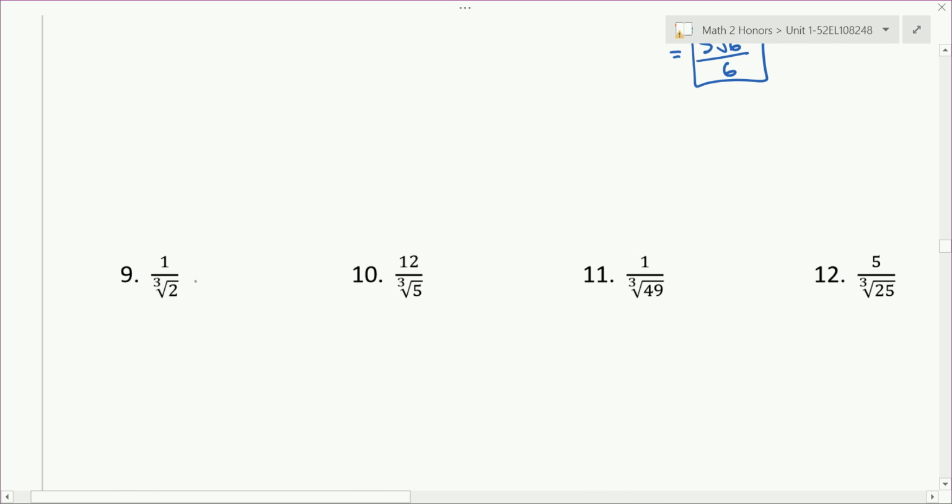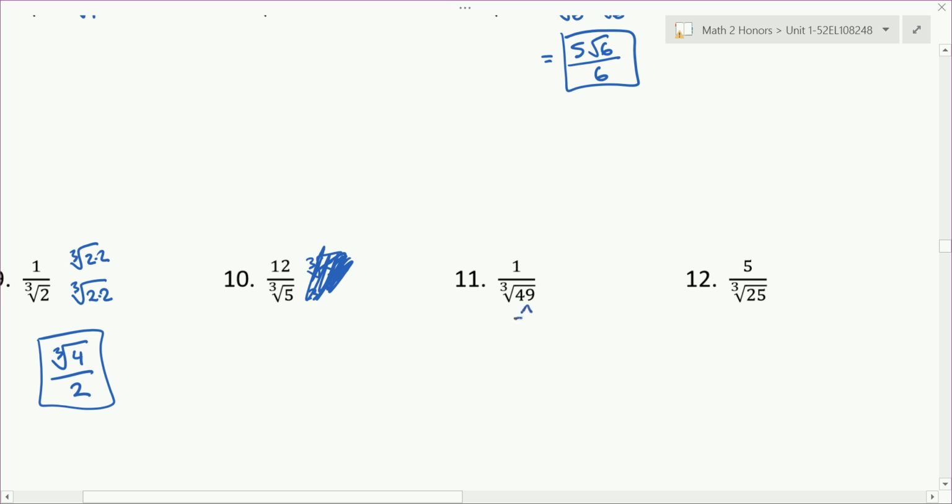Number 9, I'm going to multiply by cube root of 2 times 2. So we end up with the cube root of 4 over 2. Remember, you can't divide the cube root of 4 by 2 because they're not like terms. Number 10, I'm going to multiply top and bottom by cube root of 5 times 5. Oops. Forgot, leaving 10 for your homework.